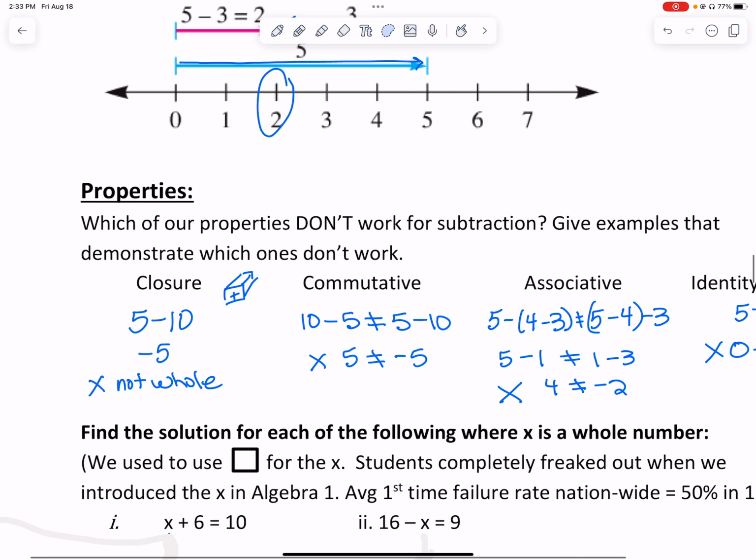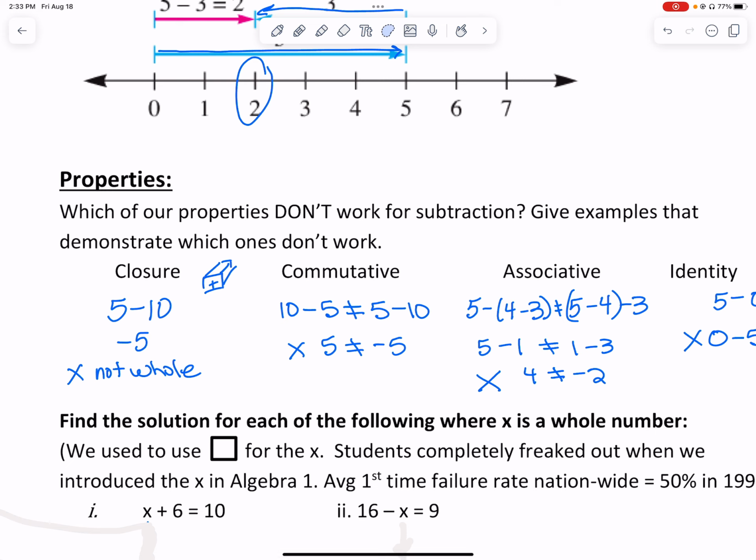So none of those properties, none of those laws work for subtraction. That's why you have to really watch out what order you put your numbers in, because of commutative property, and where you put your parentheses because of associative property.